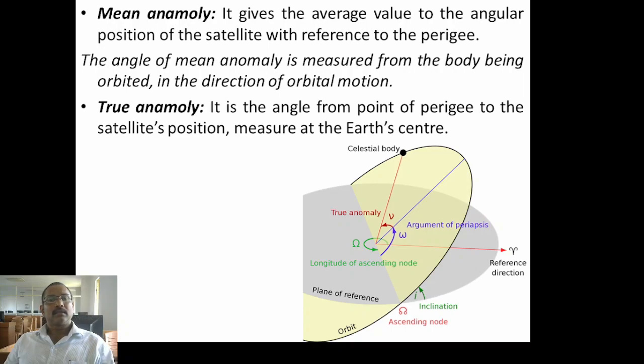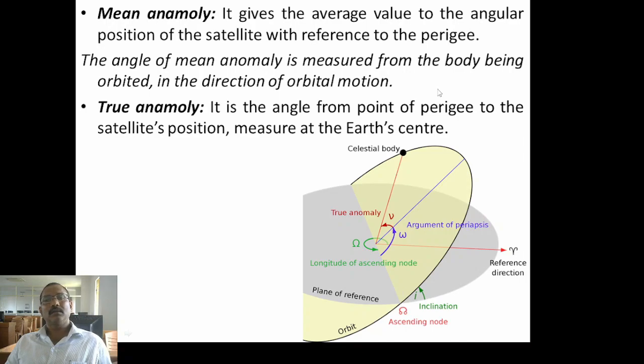Next is the mean anomaly. The mean anomaly gives the average value of the angular position of the satellite with reference to the perigee. The angle of mean anomaly is measured from the body being orbited in the direction of orbital motion.